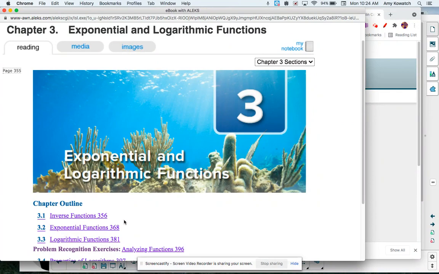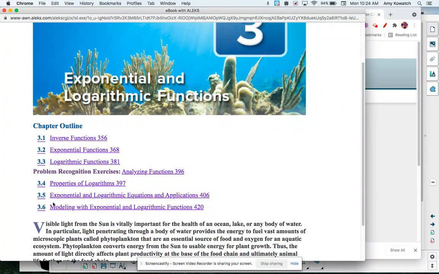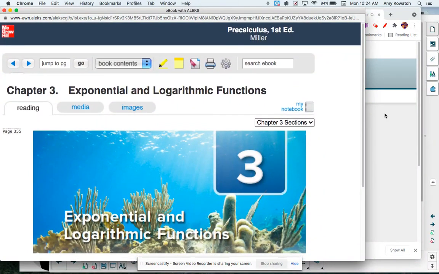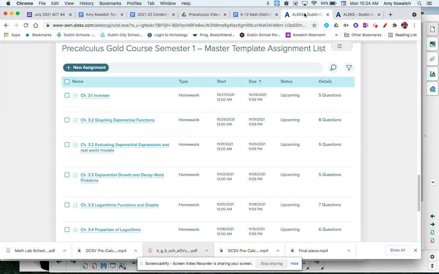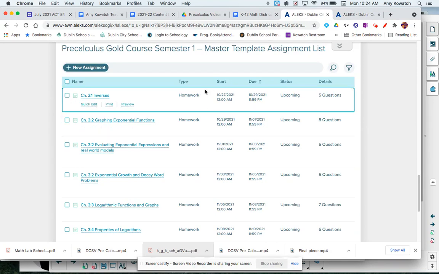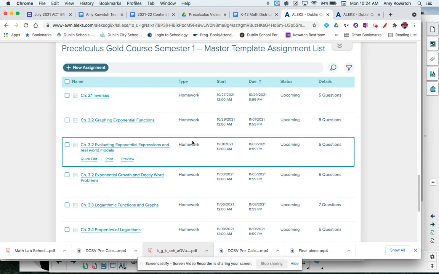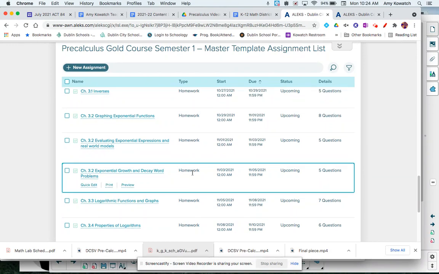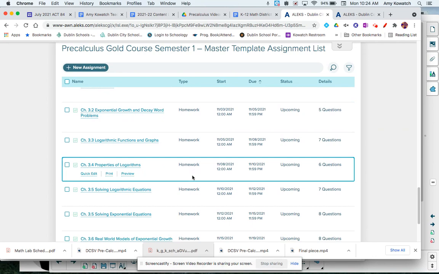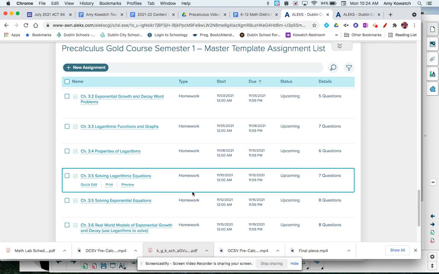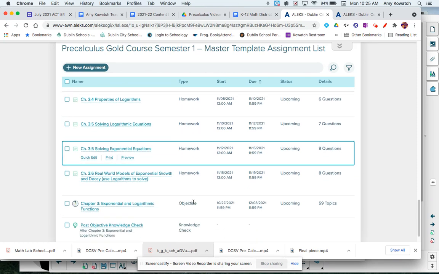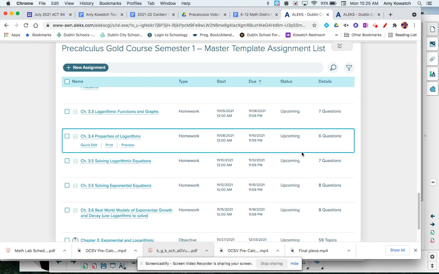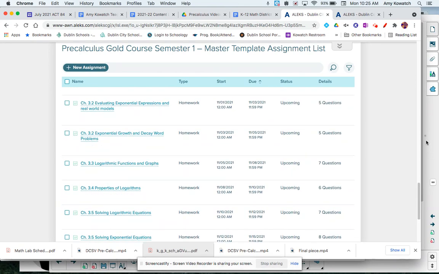It's a long one. We do have to do all of these sections right in here in our Miller textbook. And the list of assignments looks kind of daunting. 3.1, 3.2, again, 3.2, that's all exponentials. And then 3.3, 3.4, 3.5 is all logarithms. Actually, there's another 3.5 and a 3.6. So it's quite a lot of topics. Give yourself plenty of time, but it's a very important section.